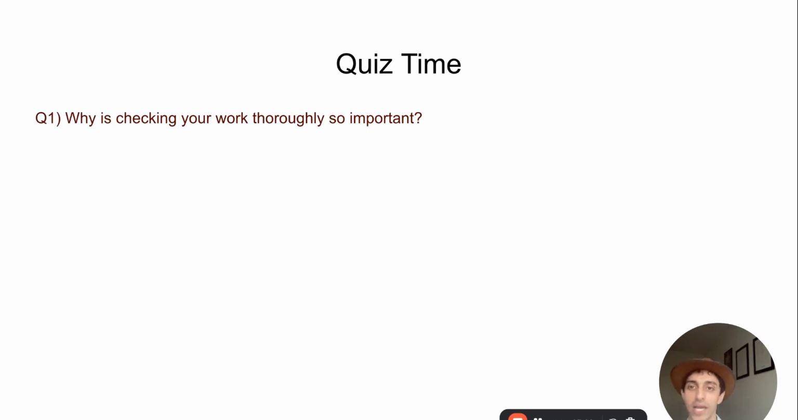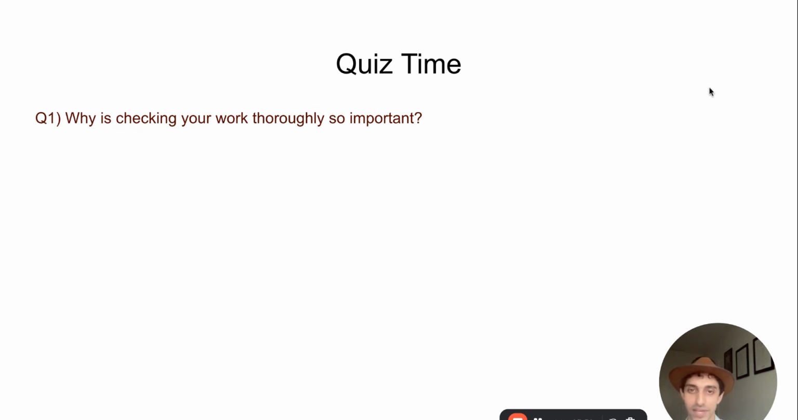Question number one: why is checking your work thoroughly so important? Yeah, checking is definitely not something to overlook, and I would definitely get into the habit of doing that fully while you practice and do past papers as well. But this question is asking why exactly it is so important. Okay, I think that's enough thinking time.